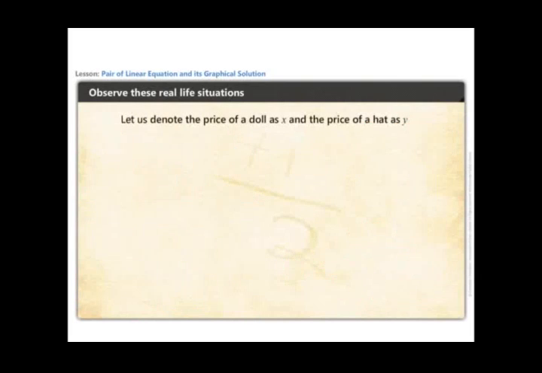Let us denote the price of the doll as x and the price of the hat as y. Using the facts, we can form the equation x plus 3y is equal to 120. Consider this as equation 1. But this does not help us in getting the price of the hat or the doll. There may be many combinations of x and y which can satisfy this equation.